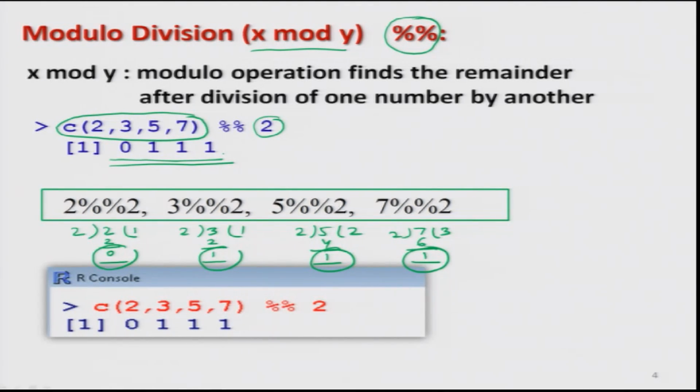So this is the procedure for the modulo division, right. And when you try to do it over R, I can just show you here, just for the sake of understanding.